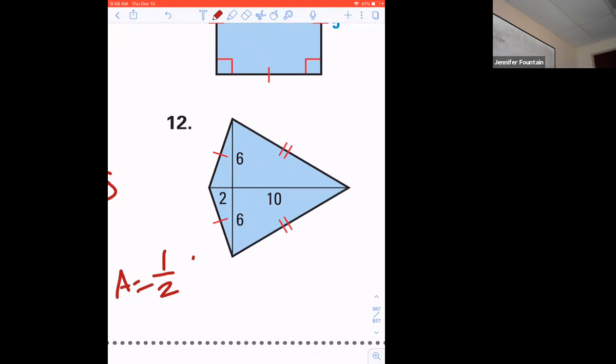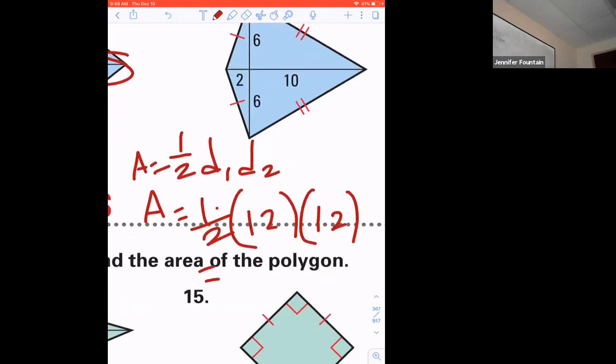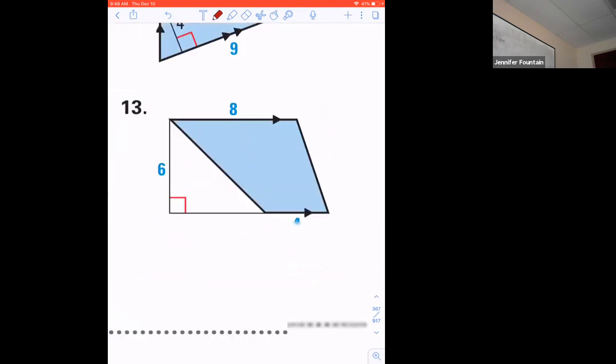Half D1 times D2. What is diagonal 1? 2 plus 10 is 12. And 6 plus 6 is 12, so both of them are 12. What is half of 12? 6. What's 6 times 12? 72.